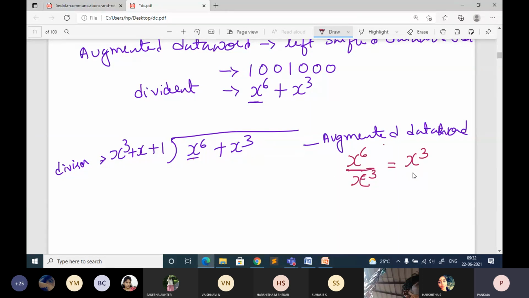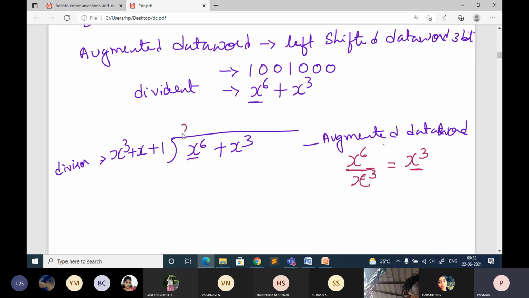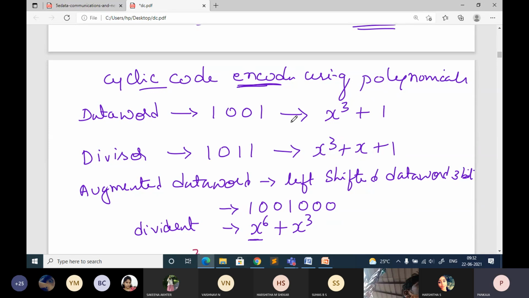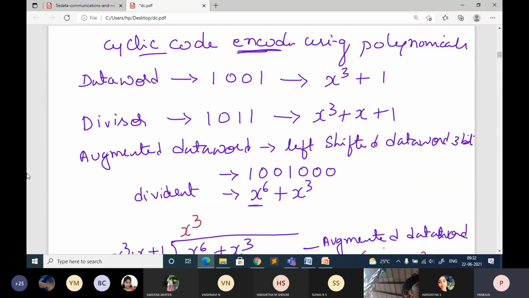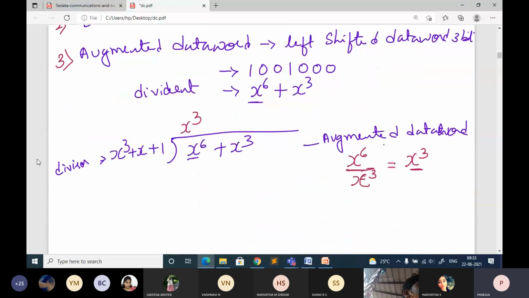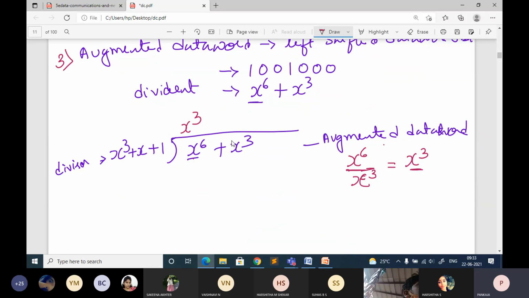So you need to divide, and whatever term you get is called the quotient. You just write that quotient. Understood till here, everybody? When you get the data word, if they have given it in binary, convert it into a polynomial. Similarly, convert the divisor also. In case it is already given as a polynomial, that's fine. So the first step is getting the polynomials and getting the augmented word. And the fourth step, you just write all these things and find the first term of the quotient.